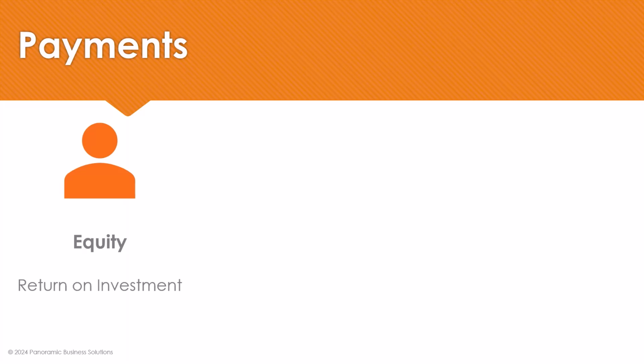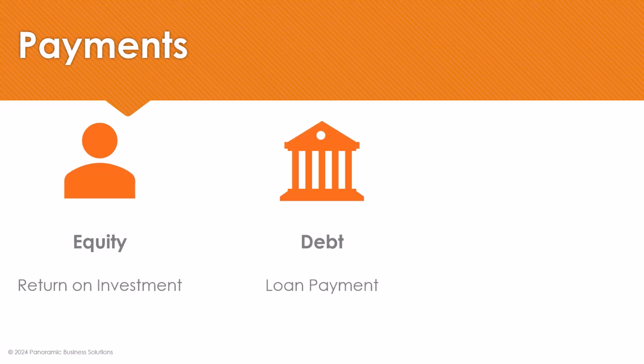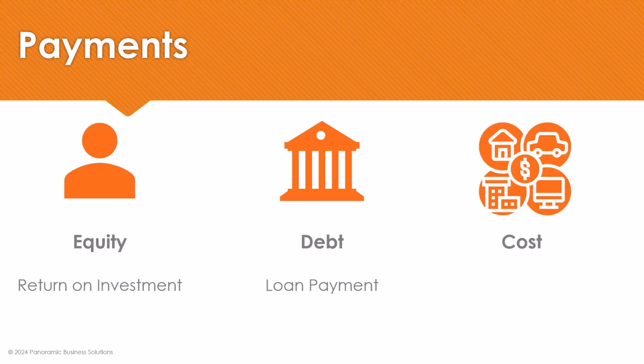So we're just going to narrow it down to three. The first one is equity, when a payment is made to the investors in the company as a return on investment. When a payment is made to the lender and you're repaying that debt as a loan payment, that's the second category. The third category is a cost, and so it's a cost of doing business.